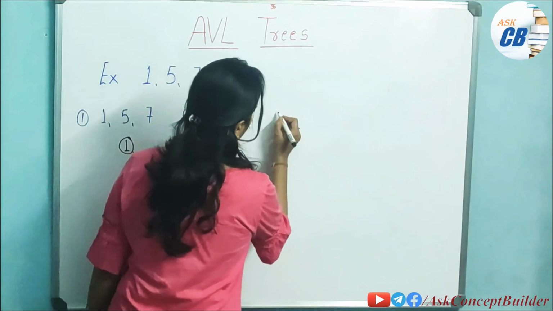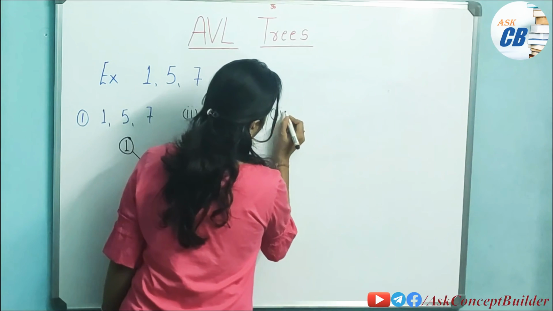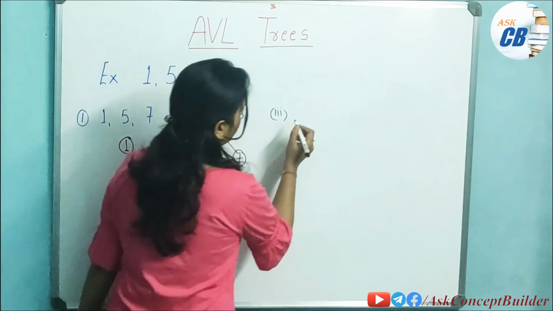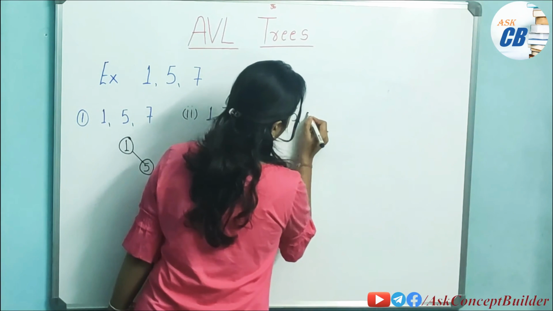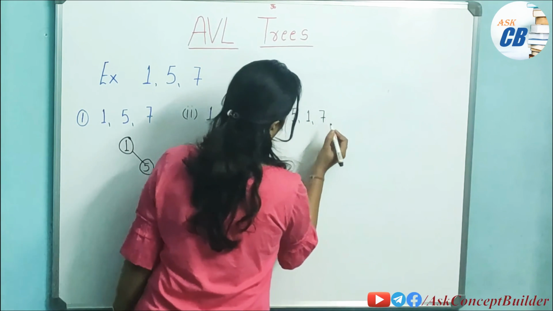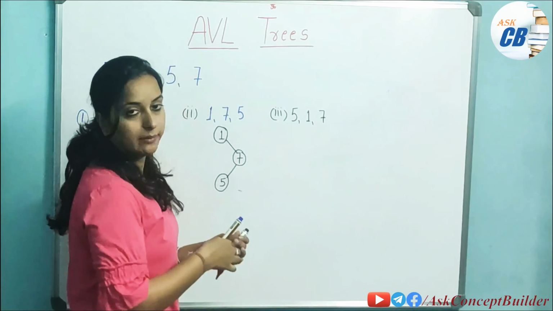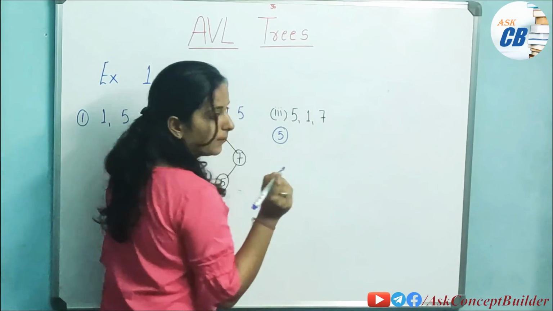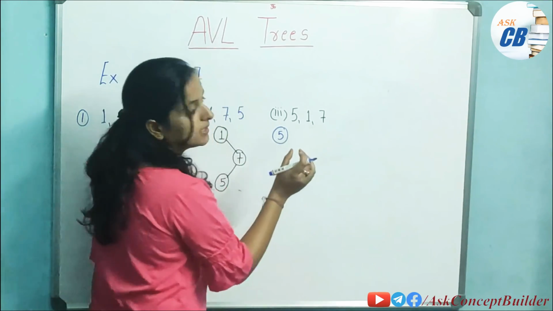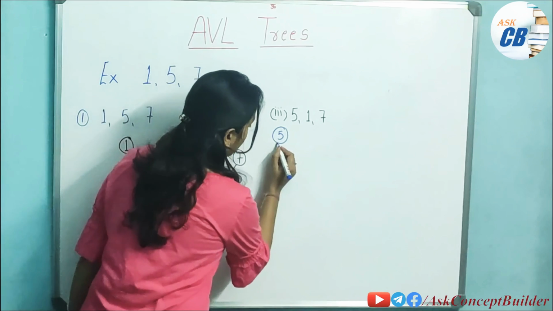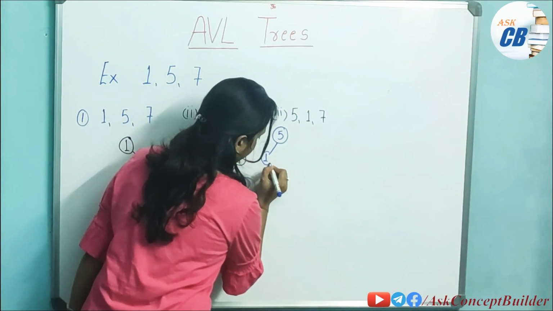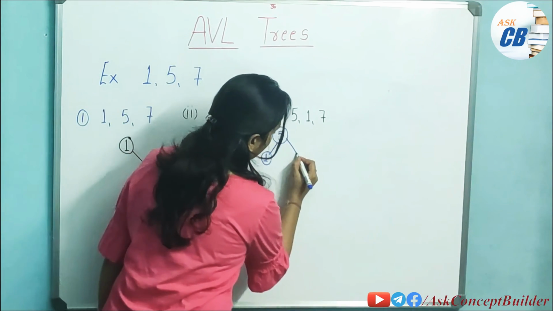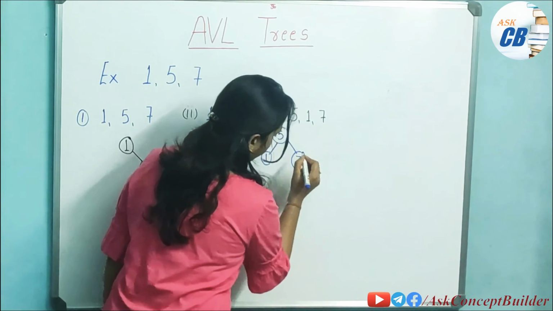Okay. Now third, I have taken 1, 5, 7 and 1, 7, 5. If I take 5 in the front, so if I take 5, 1 and 7. Okay, now how will your tree be? Okay, so see, 5 is your root node now. Okay, now 1 is smaller than 5, so where will it come? It will come to the left of 5. Okay, and now 7. 7 is greater than 5, so it will come to the right of 5.